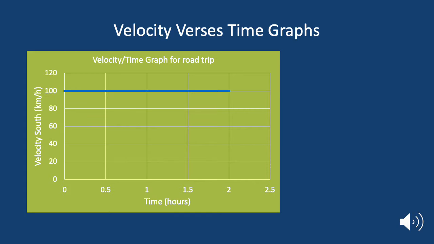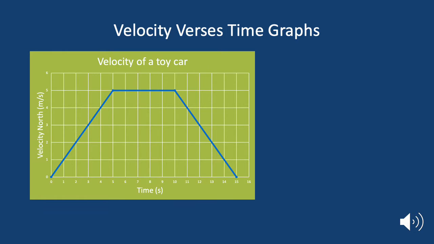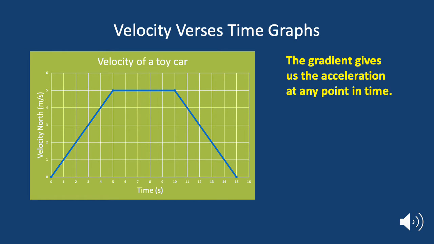There are two components to the velocity versus time graph that we're interested in. One is the area underneath the line, because that's going to give us displacement. So the area under the line gives us displacement. And the other that we're interested in is the gradient of the line, which will give us the acceleration of the body at any point. So we're interested in the area under the line, which gives us the displacement of the body, and the gradient of the line, that's the slope of the line, which gives us the acceleration at any point in time.